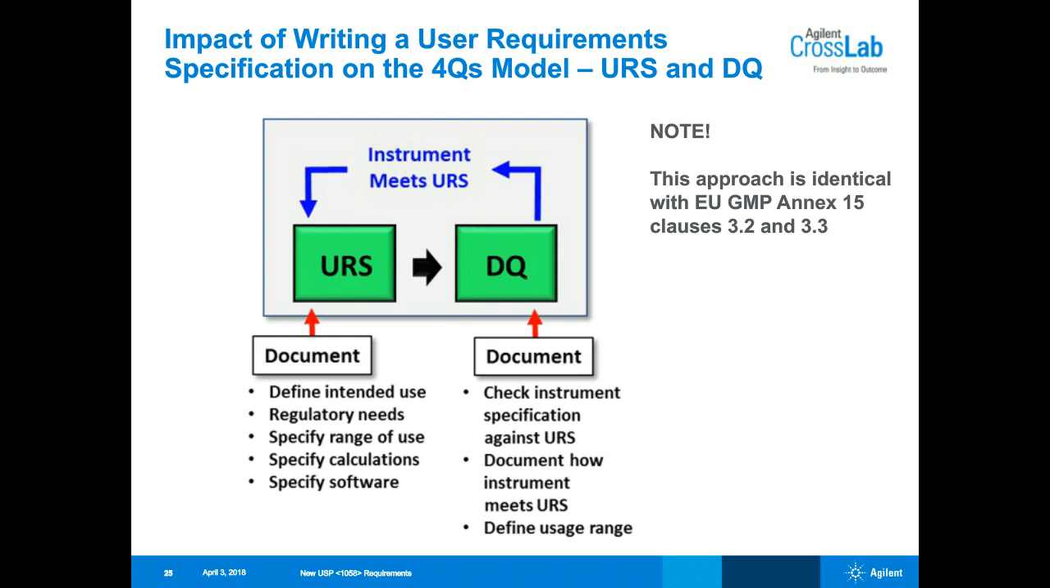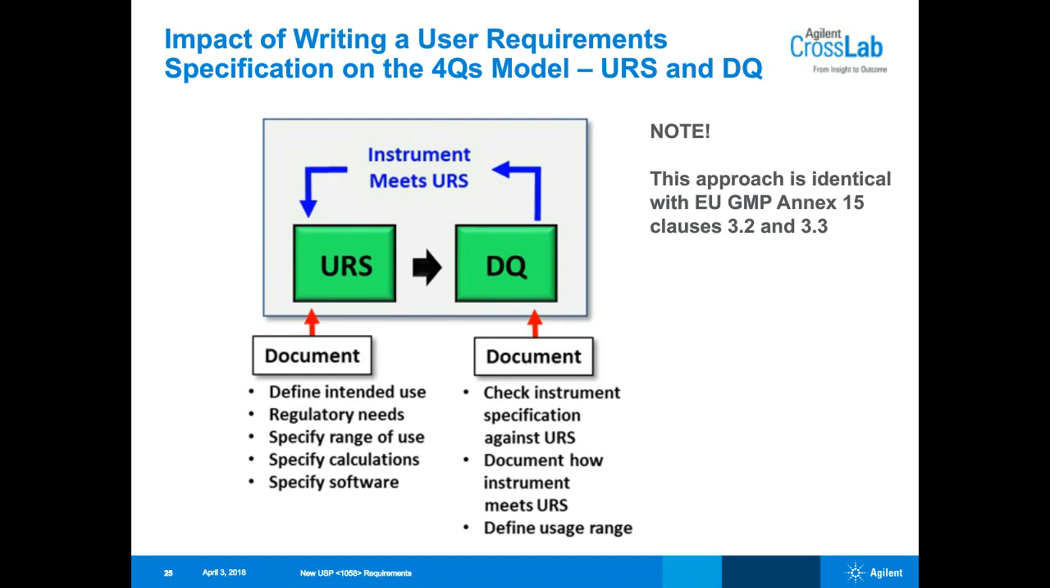However, this is, based on my experience, the worst part of the whole of the 4Qs model, because we don't usually define what we want. We either use the instrument supplier's specification, or we just know what we want and we go out and buy it. And that's where the problems start.